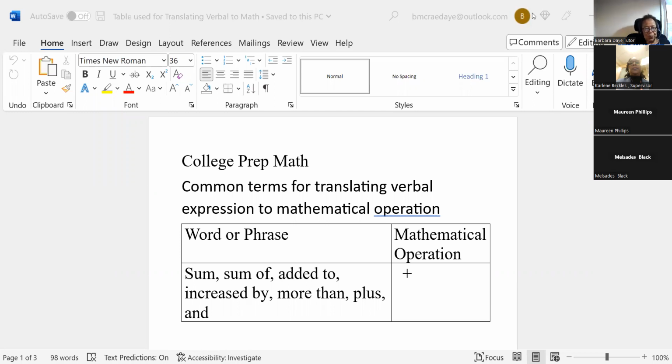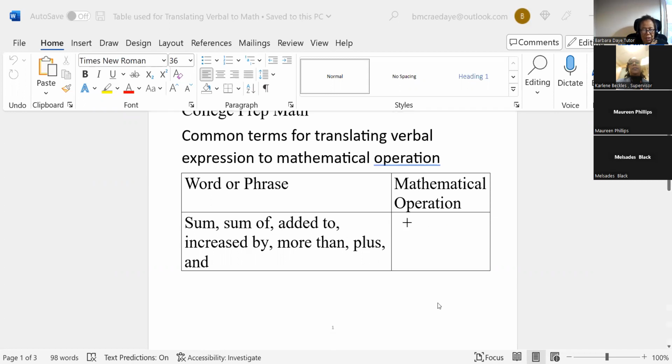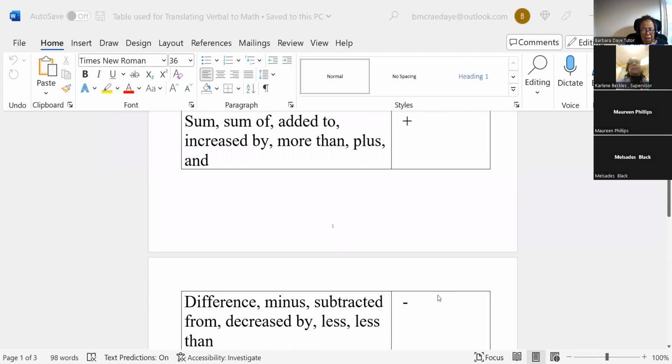Okay, so with this table, you'll be able to do some of the exercises we'll have later because you'll know what the terms mean. This, I'll just say, means to add. There's your plus sign. So all these are plus, right? Yes.